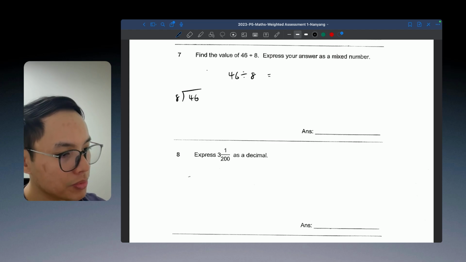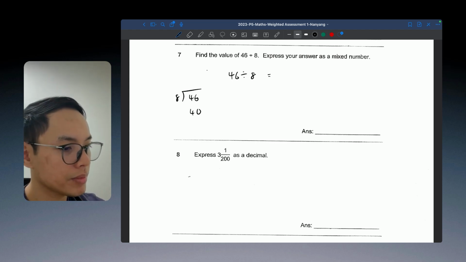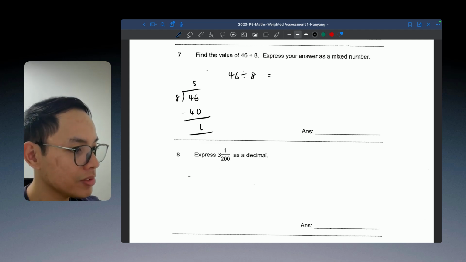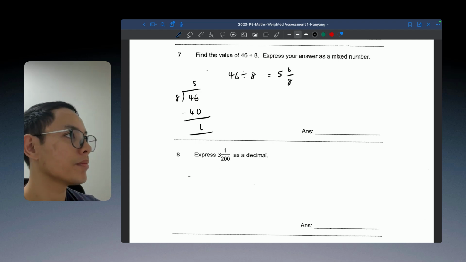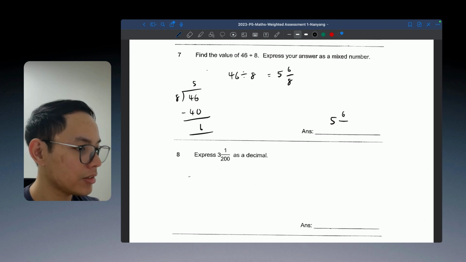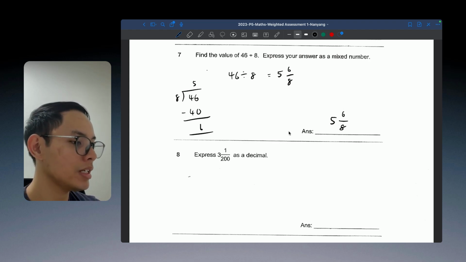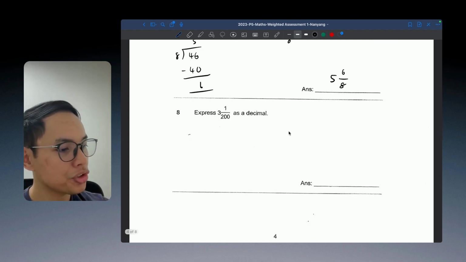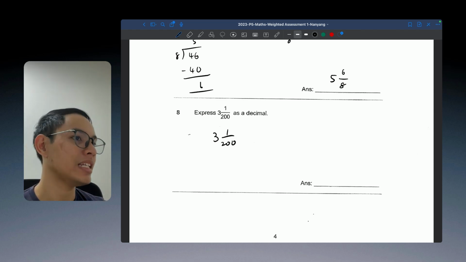Okay, so close to 46 is 40. Okay, so 40 is 5 and you have a remainder 6. Okay, so your answer should be 5, remainder 6 out of 8. And that's it. So the answer is 5, 6 out of 8. All right, let's move on to the next question. Right, this is a bit tricky. So express 3, 1 out of 200 as a decimal, right?